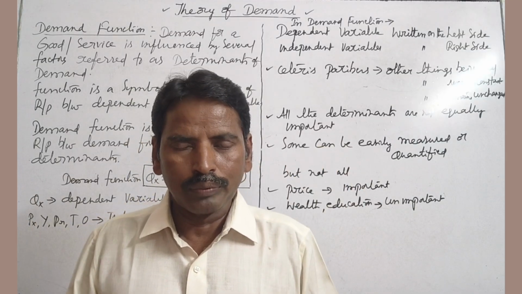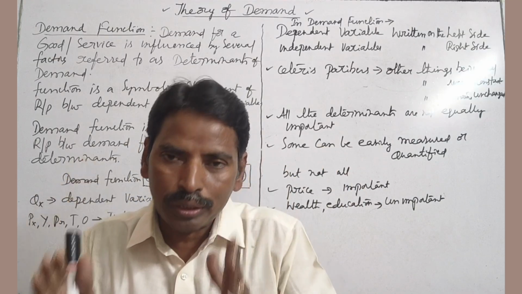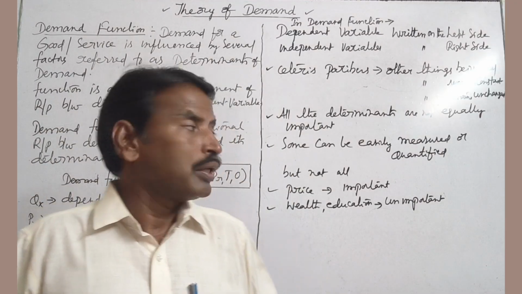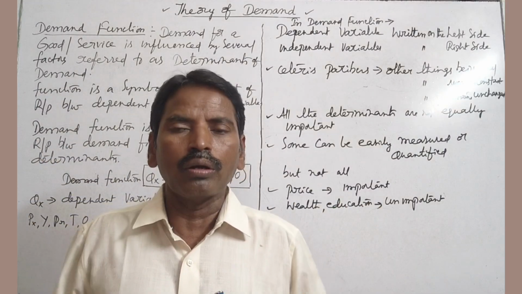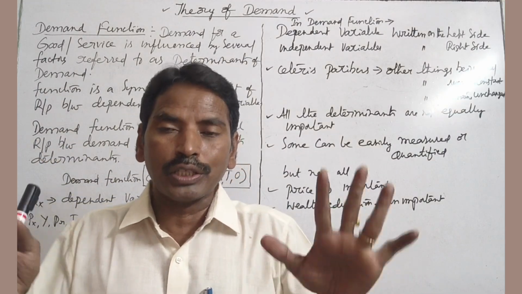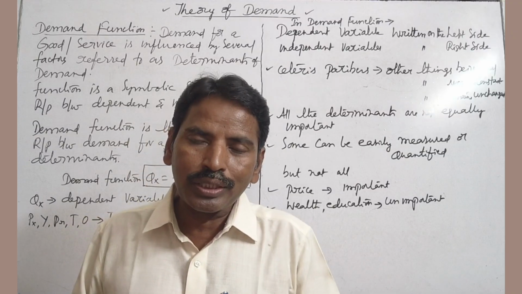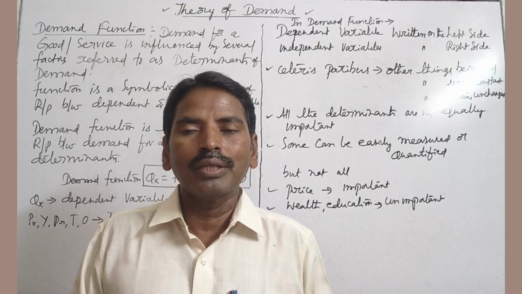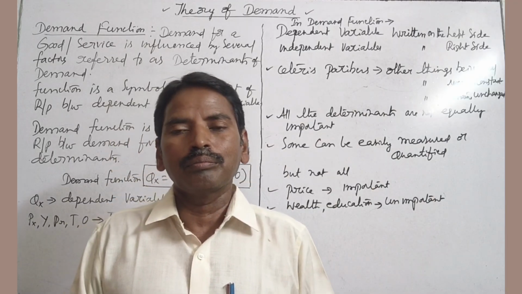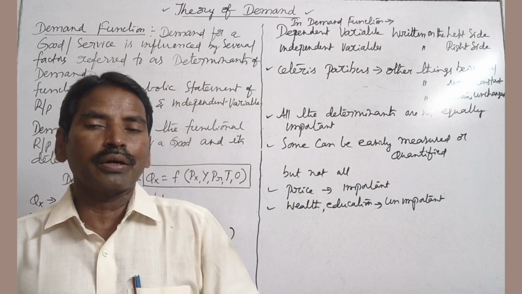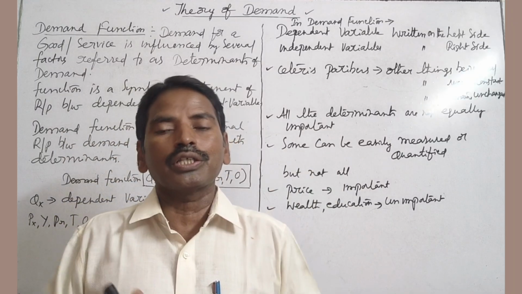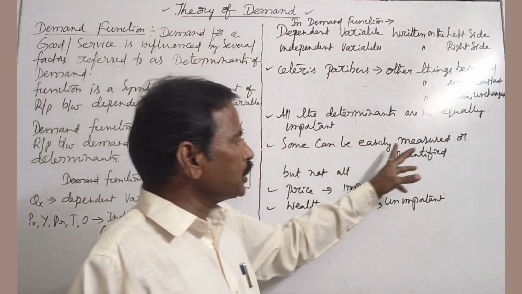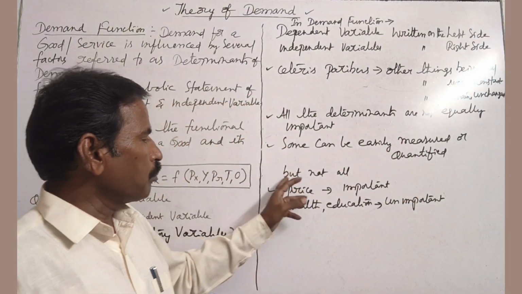Income of the consumer too. So these we can measure easily. Some can be easily measured or quantified, but not all. For example, taste and preference of the consumer. How can we measure the taste and preference of the consumer? Utility, how can we measure? Satisfaction, how can we measure? Because these are all psychological concepts, subjective concepts, related to the mind. We can't measure them. So some can be easily measured or quantified, but not all.